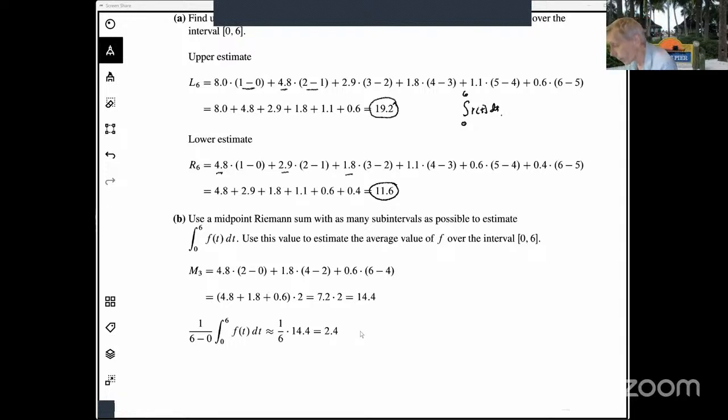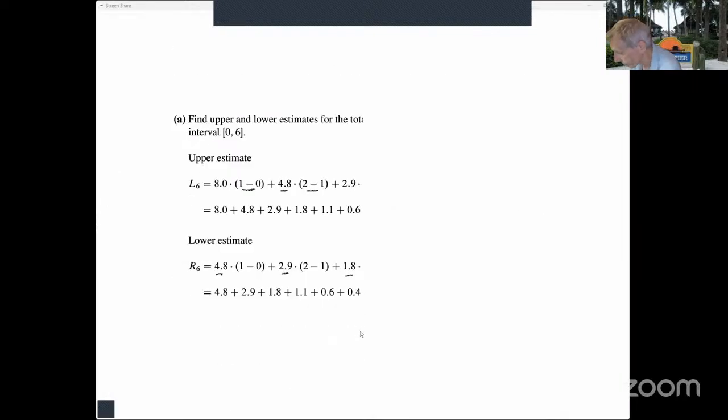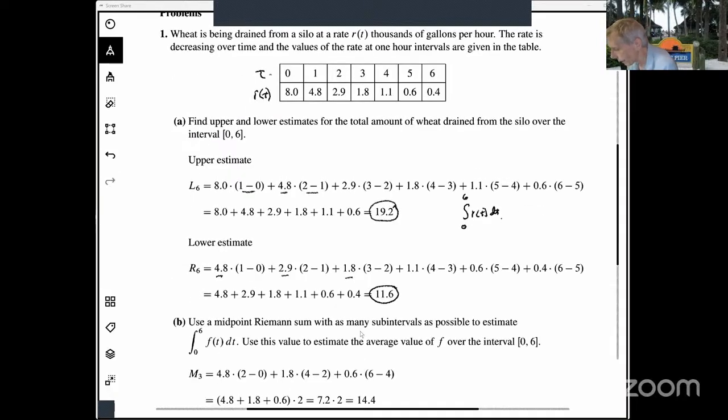All right, in part B, use a midpoint Riemann sum with as many subintervals as possible to estimate that definite integral, and then use that value to estimate the average value of f over the interval 0 to 6. Okay. So I think the best that I can do is 3 subintervals here.